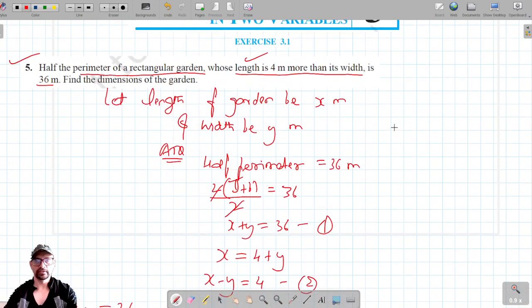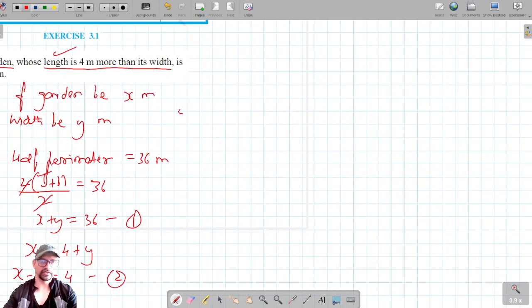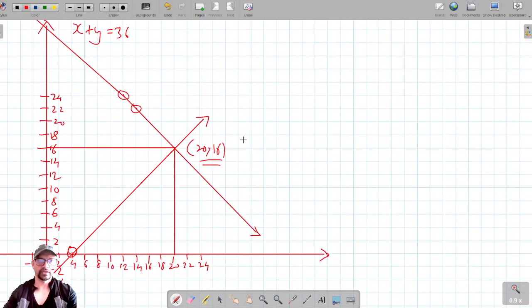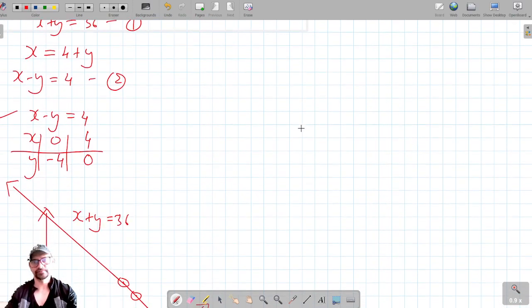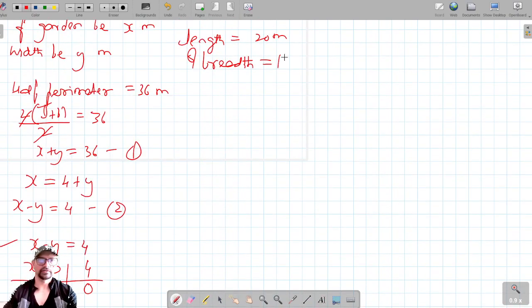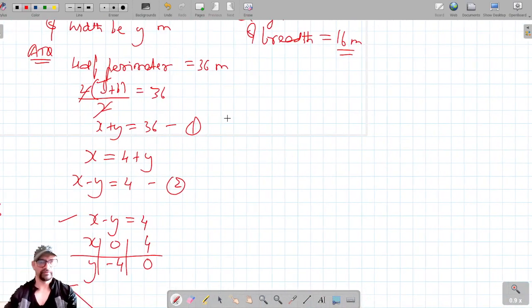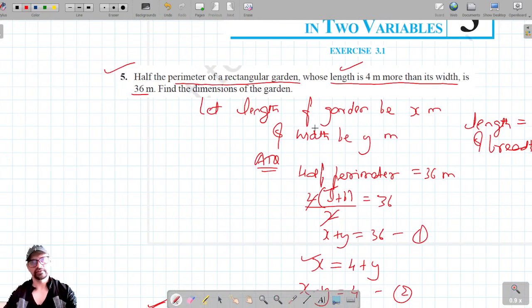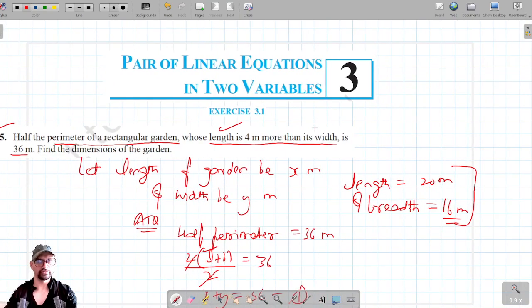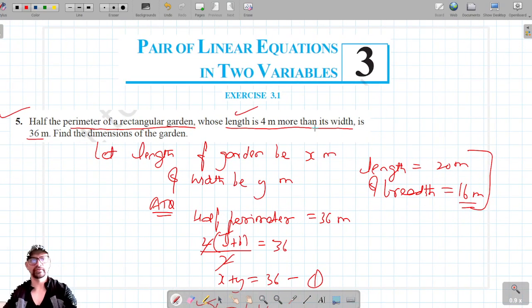So that means x is equal to 20 and y is equal to 16, so the length of the garden is 20 meters and the breadth of the garden is 16 meters. And if you have to verify this, the length is 4 more than the breadth, which is correct. So this is the correct answer, and this is also the end of question number 5. Let's move on to question number 6.